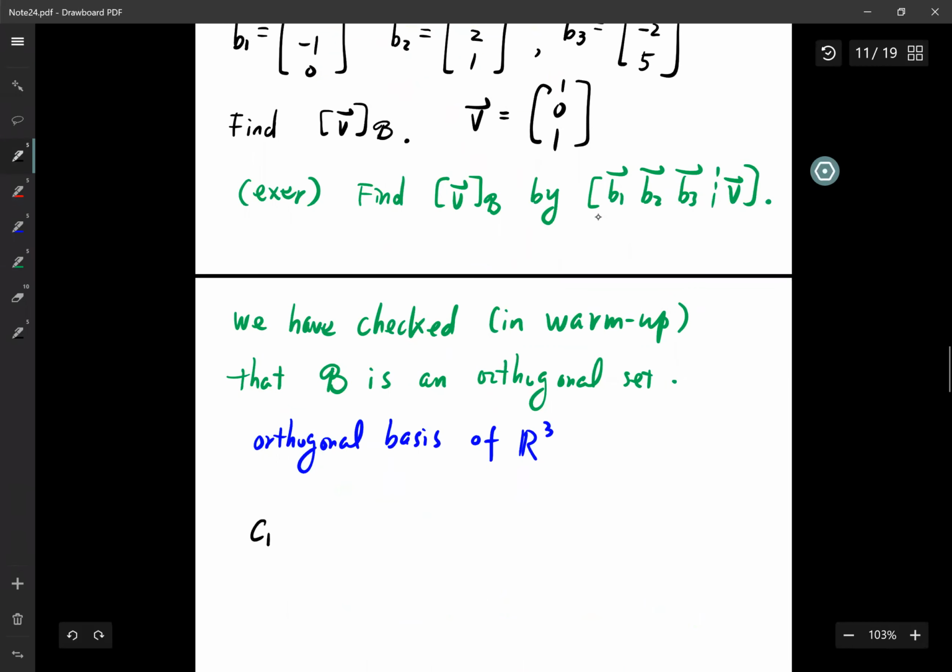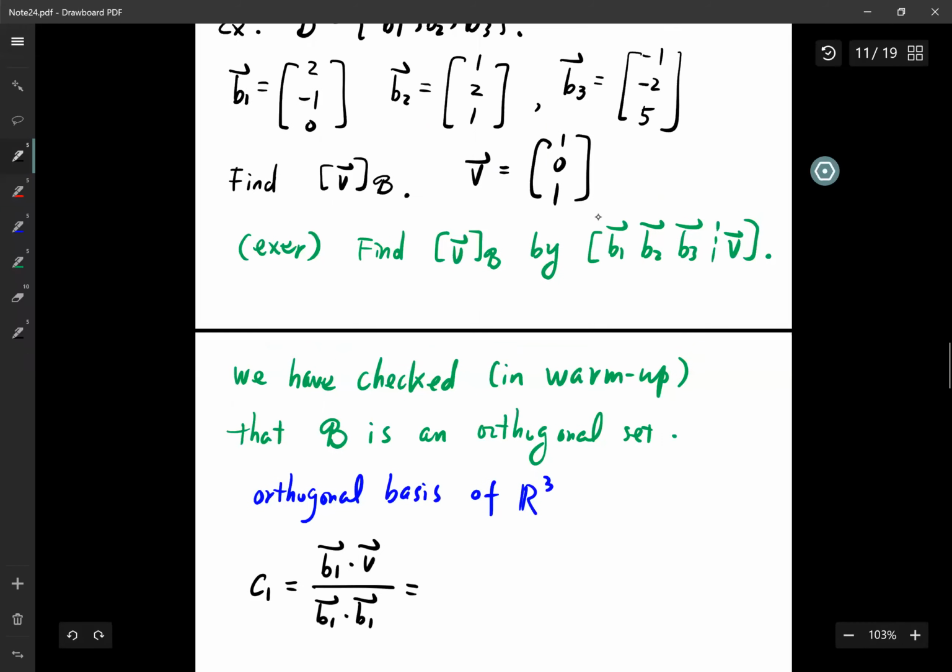The first coordinate, I just literally follow that. This is B1 dot V divided by B1 dot B1. B1 dot V, so this is 2, 1, 0, 0. So this is 2. And B1 dot B1 is 5. Any question?